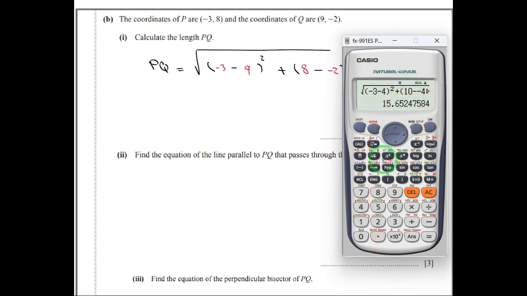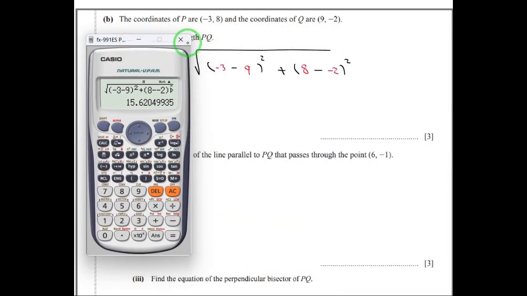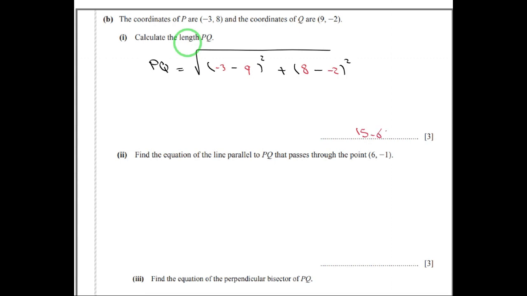Square root of negative 3 minus 9 between brackets to the power 2, plus 8 minus minus 2 between brackets to the power 2, is equal to 2 root 61, approximately 15.62. Next, find the equation of the line parallel to PQ and passing through the point 6 and negative 1.